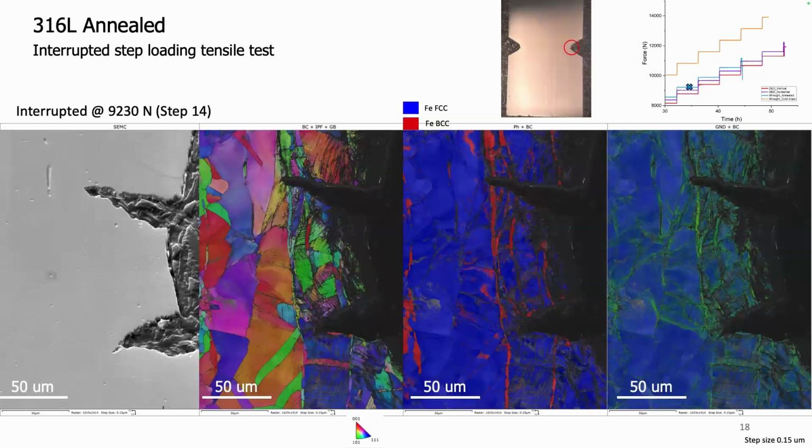We can also see some recrystallization, some twinnings, but the main thing here is the phase map. We can see major bands of BCC, which we think is martensite. This is research in progress. We still need to do further analysis. And we can also see some straining along those BCC bands.